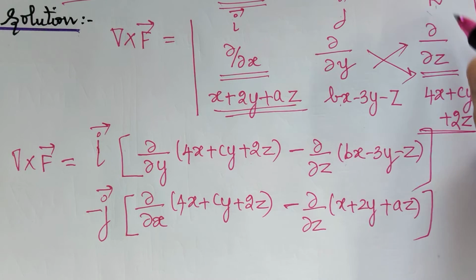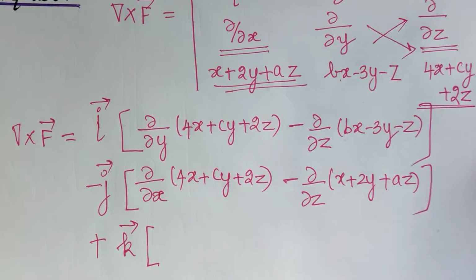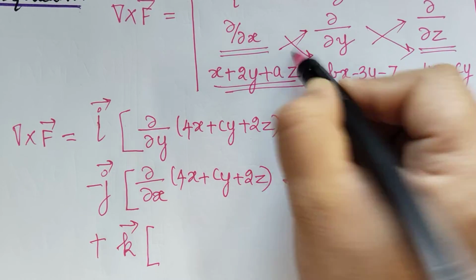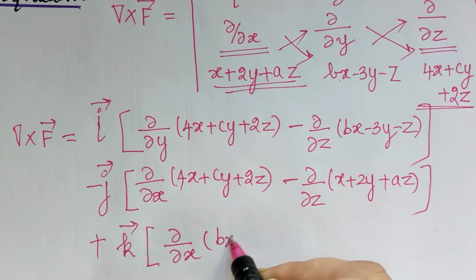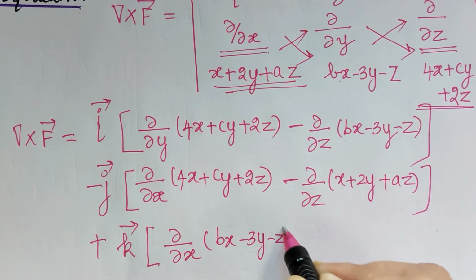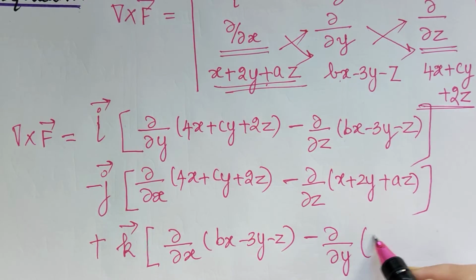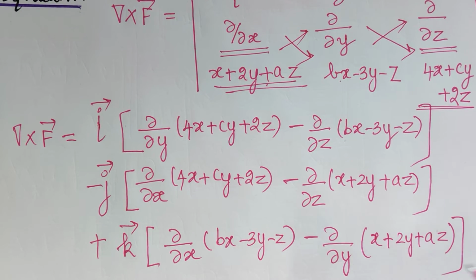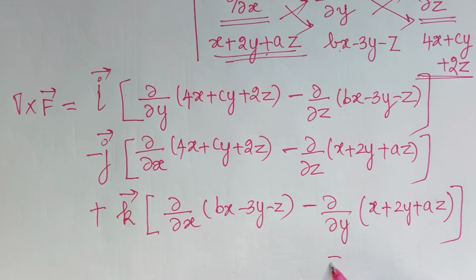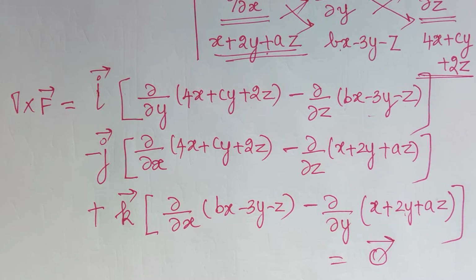And then finally we have the kth component. So plus k vector multiplied with, we have to block this column, block this row. So it will be this into this minus this into this. So dou by dou x of bx minus 3y minus z minus dou by dou y of x plus 2y plus az. So all this is equal to what? It's equal to 0 vector. So let us simplify this further.